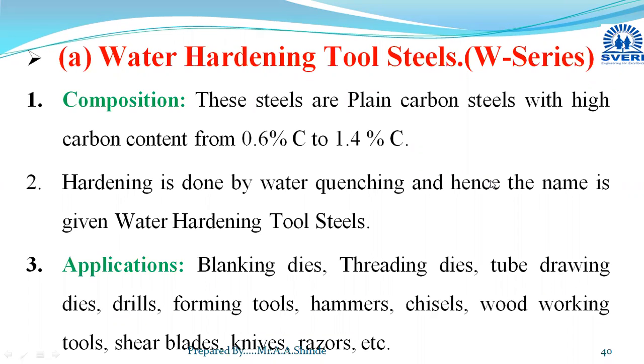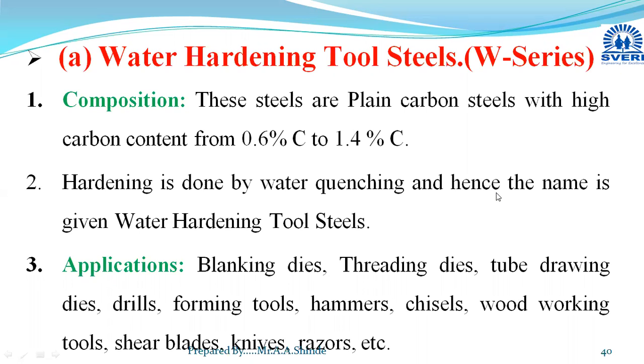Now, generally, these are plain carbon steels with a very high percentage of carbon in the range 0.6% to 1.4%, and a very small amount of alloying element will be there. Okay, this is the composition. High carbon steels with 0.6 to 1.4% carbon and a small amount of alloying element.